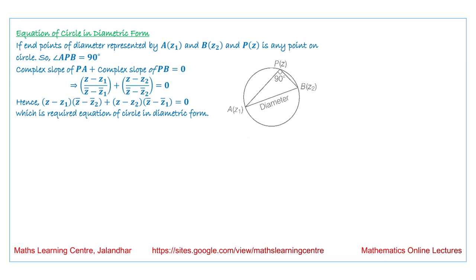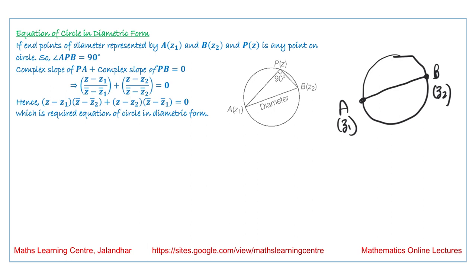Next we have the equation of the circle in the diameter form. Diameter form means we are given the point A, corresponding to the complex number z1, and the point B, which has the representation in complex form as z2. These two points are given to us, and it is given that AB is the diameter of the circle. So we want to find the equation of the circle.